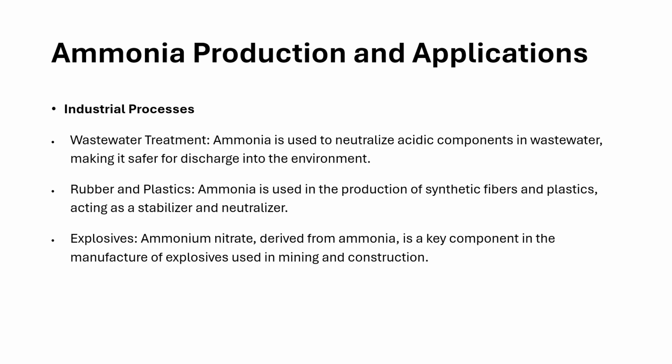For processes in our industrial section, wastewater treatment: ammonia is often used to neutralize acidic components in wastewater, making it safer for discharge into the environment. In the production of rubber and plastics, ammonia is used in the production of synthetic fibers and plastics, acting as a stabilizer and neutralizer. And in explosives, ammonium nitrate derived from ammonia is a key component in the manufacture of explosives used in mining and construction.